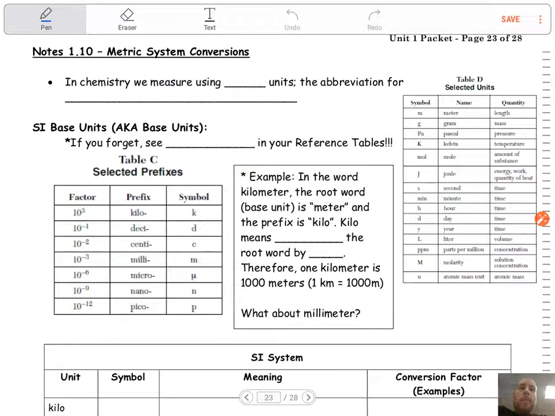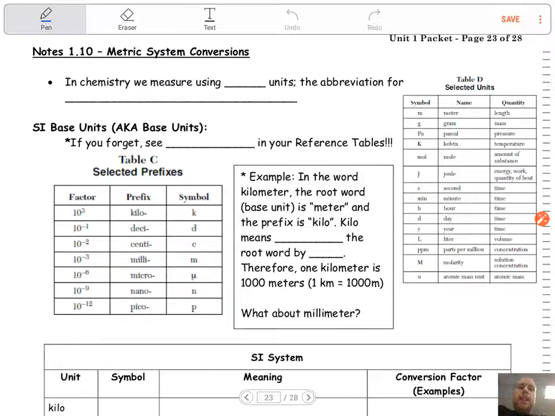This is video 1.10. We are going to talk about metric system conversions now. So what we started in the last video with dimensional analysis, we were learning that T-chart method, the factor label method. Now we're going to apply that same strategy to metric system conversions. All right, so this might be a little bit of a review. These are things we're going to see throughout the year.